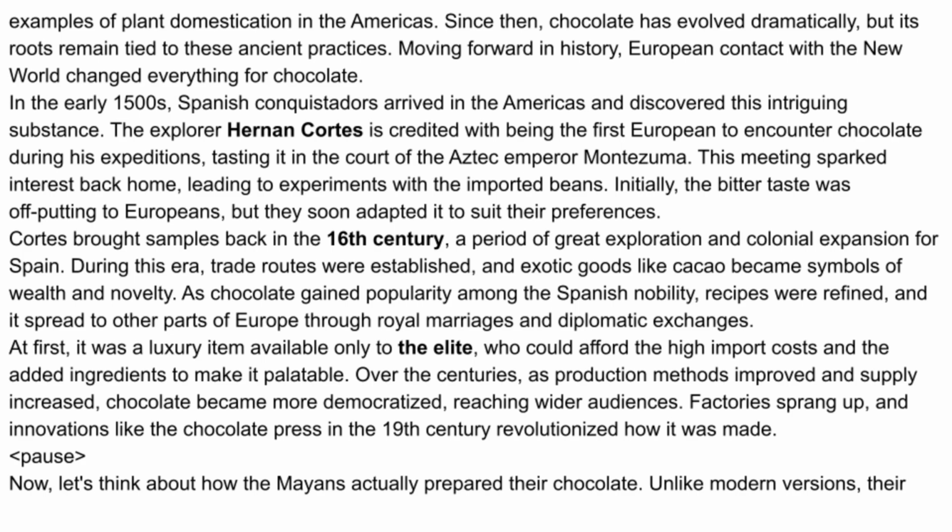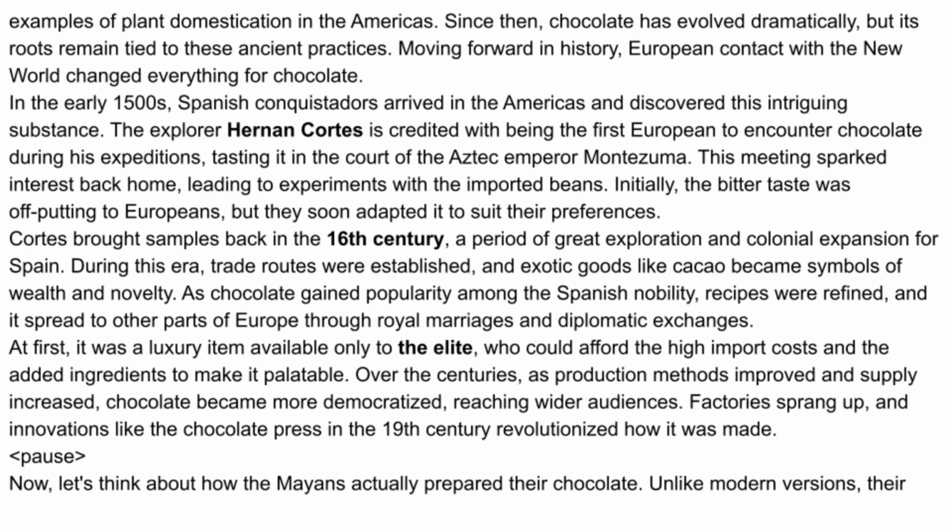This meeting sparked interest back home, leading to experiments with the imported beans. Initially, the bitter taste was off-putting to Europeans, but they soon adapted it to suit their preferences. Cortés brought samples back in the 16th century, a period of great exploration and colonial expansion for Spain. During this era, trade routes were established, and exotic goods like cacao became symbols of wealth and novelty.